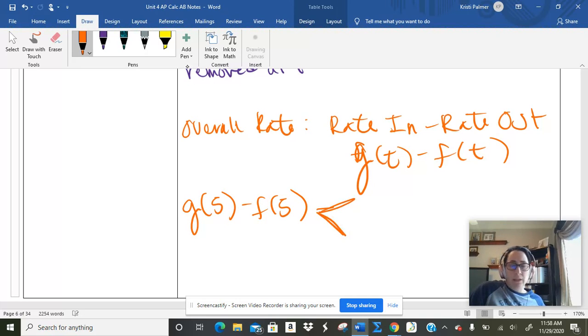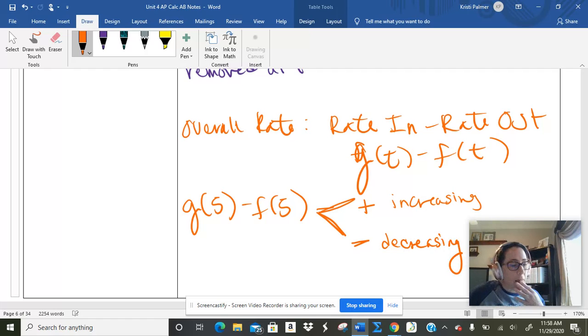And we have two possibilities. We can get a positive or a negative. If I have a positive, then I know that we are increasing overall. If I get a negative, then I know that I am decreasing overall. So I want you to plug in and see what you get. Okay. And here I got a negative, and so I know that the bananas are decreasing. Go ahead and see if you get that.